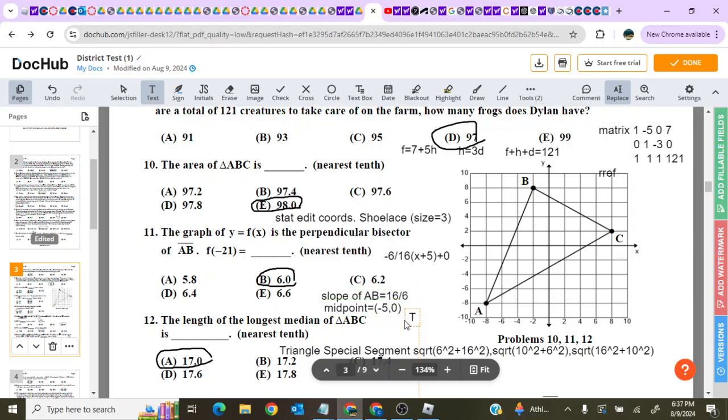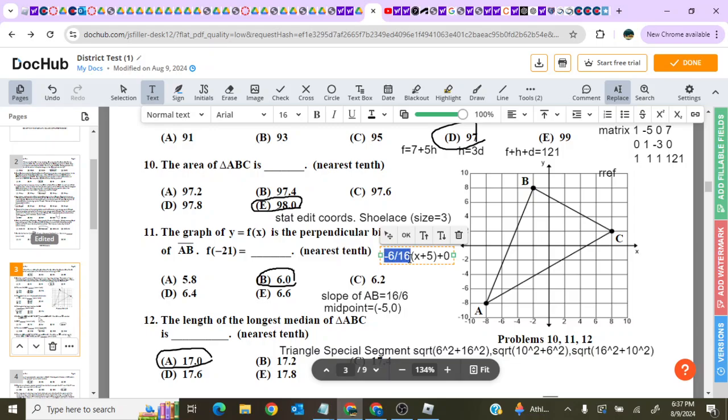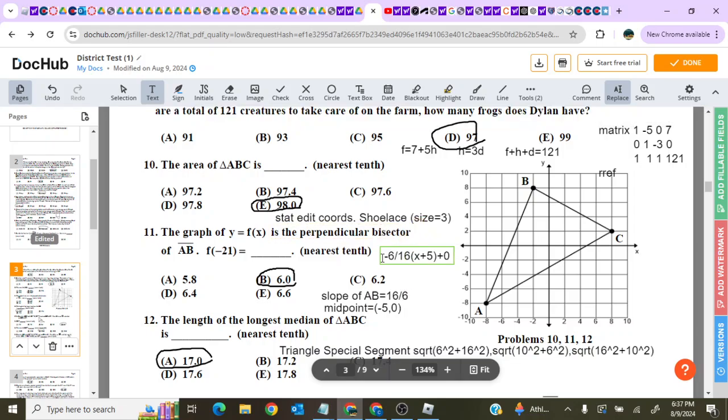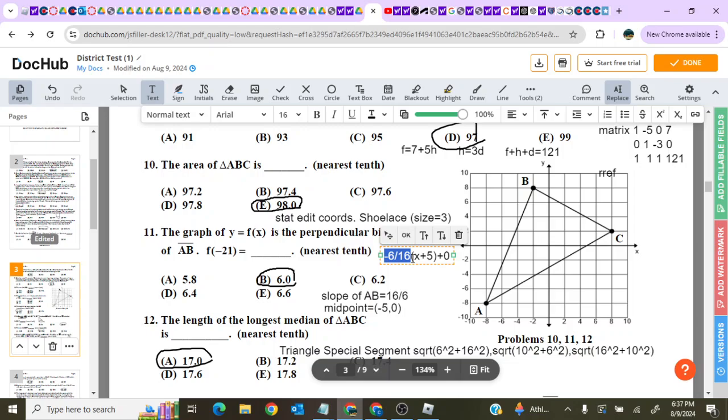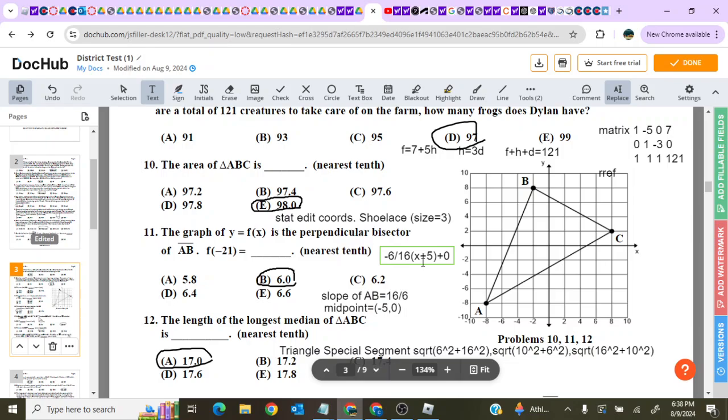Then you need the slope of AB, which goes up 16 in y and then over 6 in x, so 16 over 6. Now what you do is you flip it and make it negative. So -6 over 16, and then you use point slope form. So the midpoint was -5, 0, so x minus -5 or x plus 5, and then plus 0. Well, really, this would be minus. No, it would be plus. Yeah. So yeah, and then you plug in -21 for that, and you get 6.0.